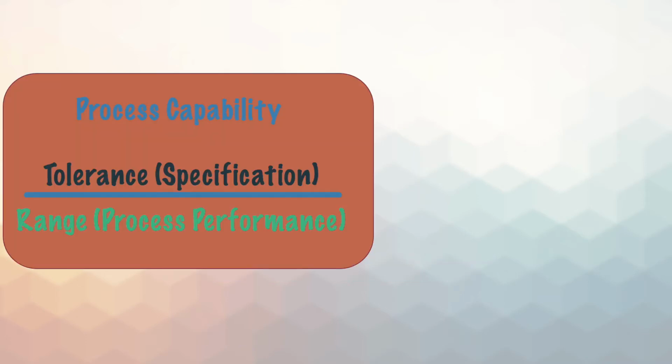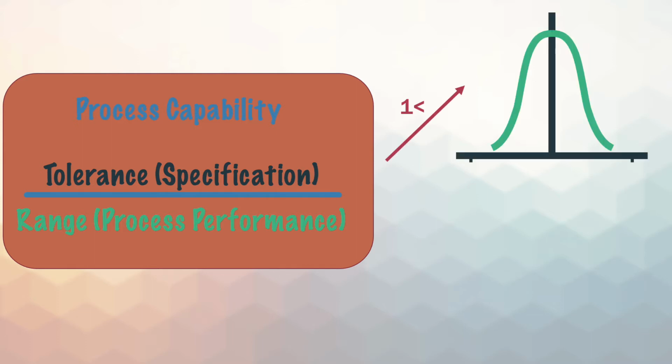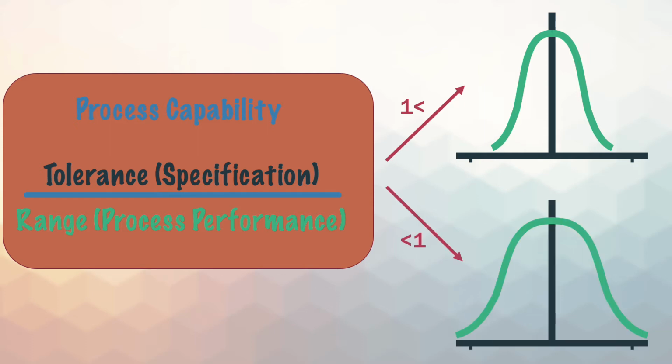Here is an example formula for calculating process capability. The allowable tolerance is divided by the range of data. This means that for any value above 1, the acceptable tolerance is greater than the data spread. This means that the process is capable. If it is less than 1, this means that the process is not capable.